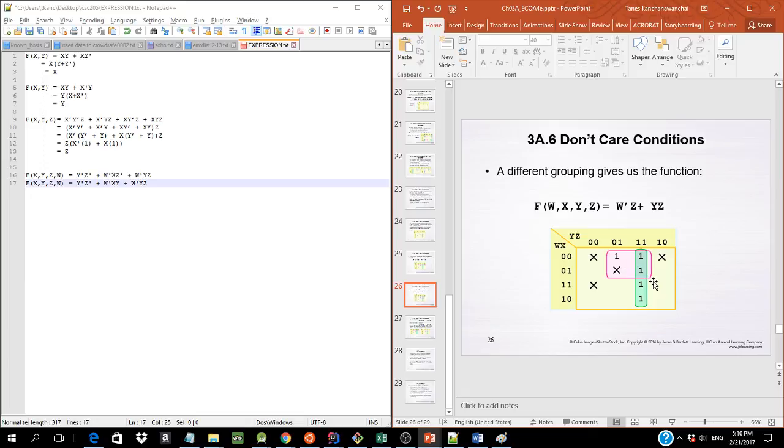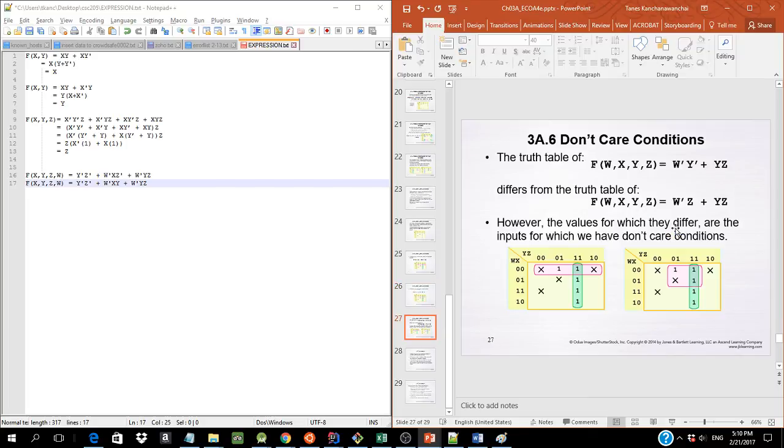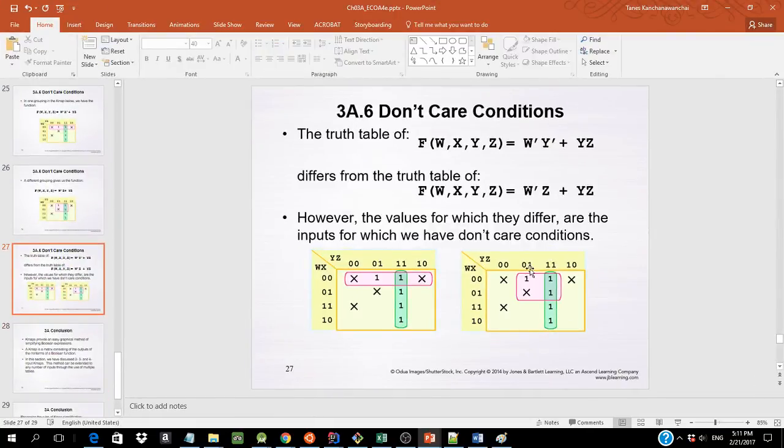And this is another scenario that I try to show you, right? B prime Z plus YZ. What if instead of the one being there, what if we had the one somewhere else? Can it be somewhere else? Or like if it was in a grouping with an X, a don't care value? So if instead of that, Y not Z and not W not X, we had the one there.